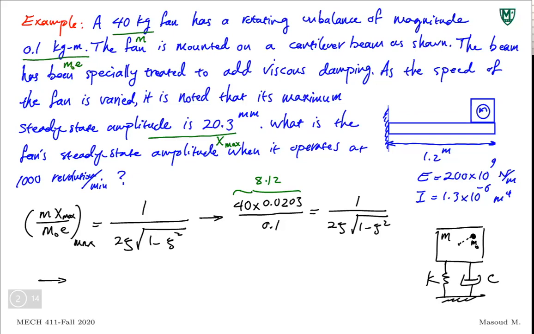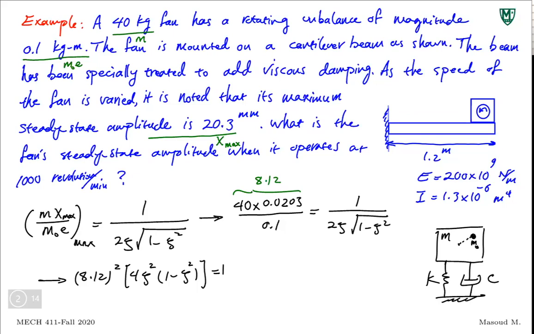If I square both sides, let's say 8.12 squared multiplied by 2 zeta. Let me write it this way. Oh, not 2 zeta. I'm squaring everything, so let me do it right. So 4 zeta squared times 1 minus zeta squared is equal to 1. I squared both sides and just wrote it as an equality.